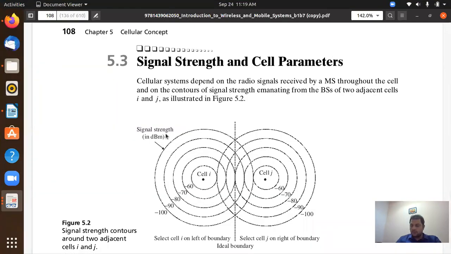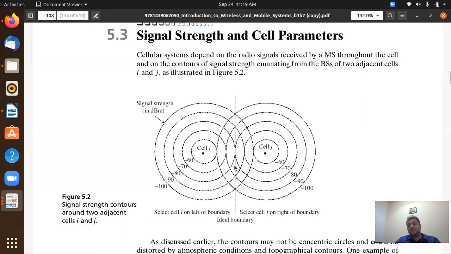Now here we will understand the next concept of handoff, that is called handover as well. So suppose there are two cells, cell I and cell J, and here we are initially considering the idealized cell, meaning circular in shape. So here you can see the signal strength contours for both the cells, cell I and cell J.